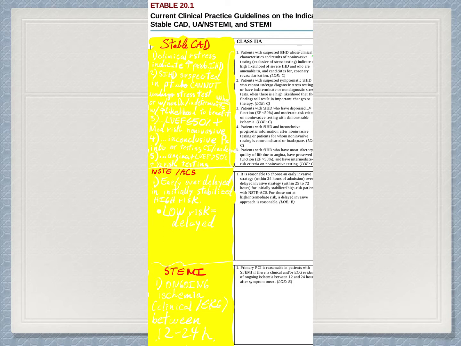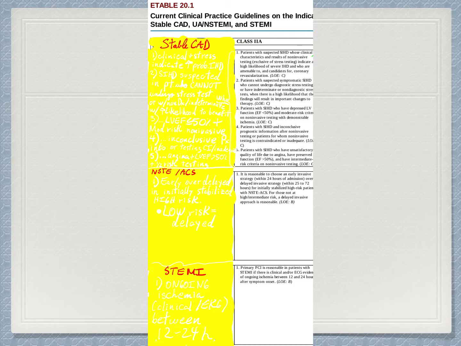Then, in the patient with stable coronary artery disease in which you have clinical and stress test findings which indicate a high probability of ischemic heart disease, it is suggested to take them. Number 2.